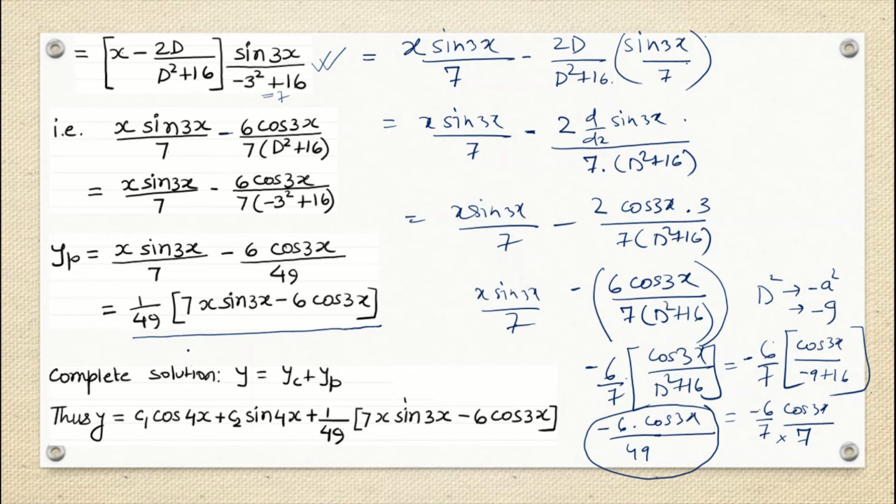So your complete solution is how much? Complete solution is yc plus yp. Don't forget to add yc also, right? So yc we have written down, plus we have written down yp, whatever we have got. So that yp is present here. So we have actually written down here 7 by 49 because taken 49 common, or you can separately write down these two things anyway. This is okay.